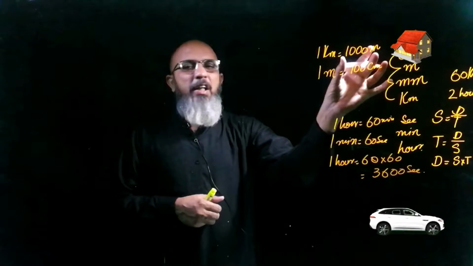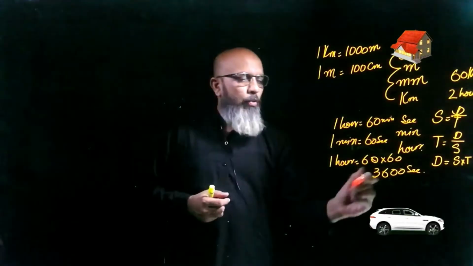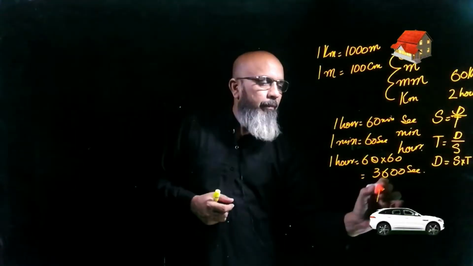So we use different units for the speed. That could be kilometer per hour. The other one is meter per minute or centimeter per minute, it could be. The last one is meter per second. So we use these units while calculating speed.